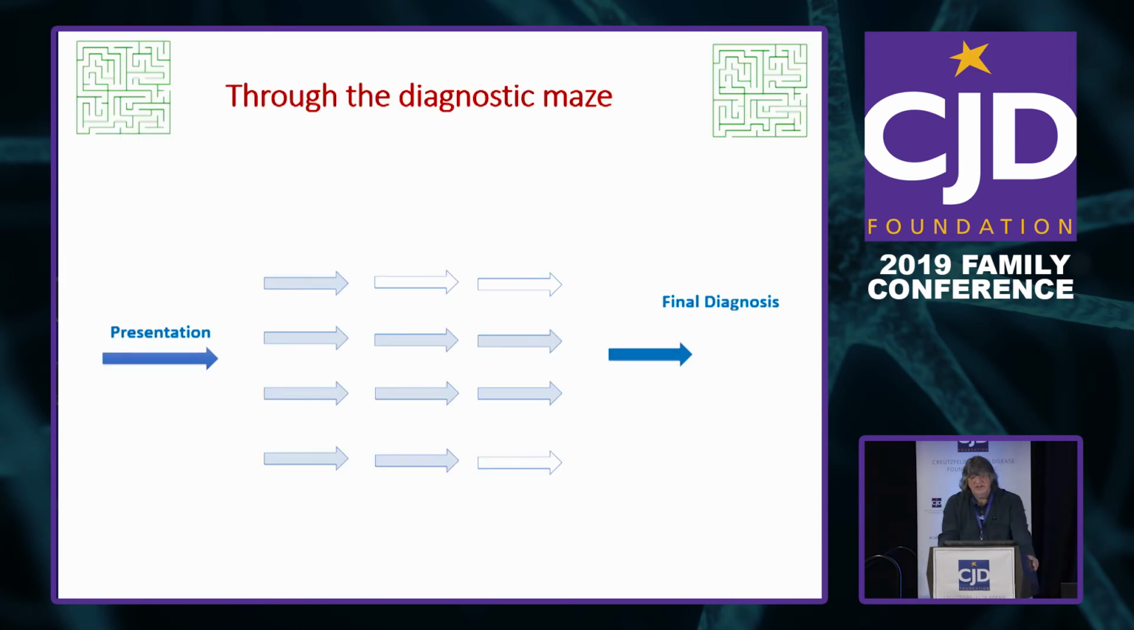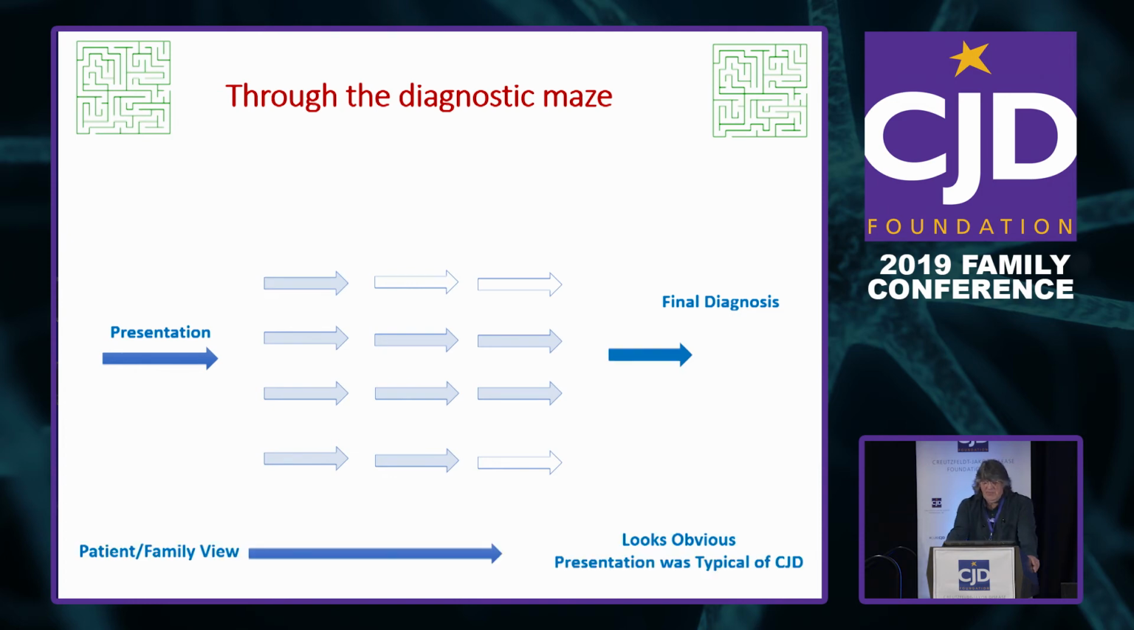Just before we leave diagnosis, I'm just going to make a comment on the diagnostic maze. Somebody presents to a neurologist, they think there are 4 possibilities. They do some tests and one's eliminated, do some more tests, another is eliminated, and finally they get to one remaining final diagnosis. However, from the patient and family view, when you've got to the end, this looks blindingly obvious. Once you have a pathway through a maze, it's fairly obvious what the pathway was in retrospect. And of course, they say the clinical features which the person presented with was typical for CJD. But from the medical point of view, you don't know that beforehand. You have to find your way through the maze.